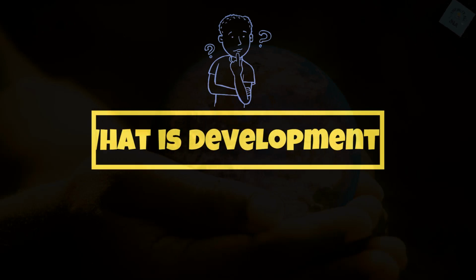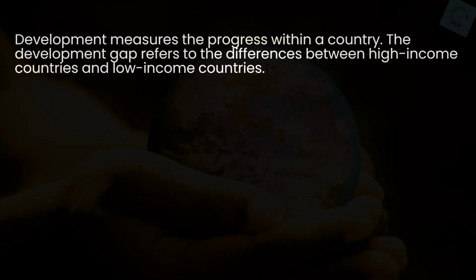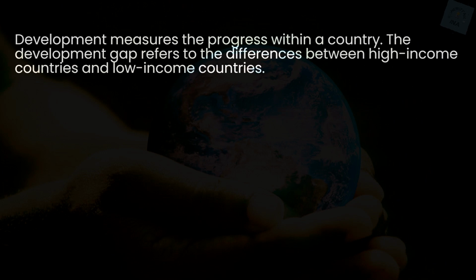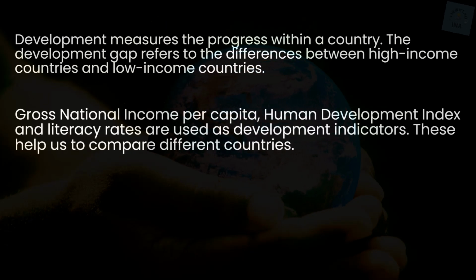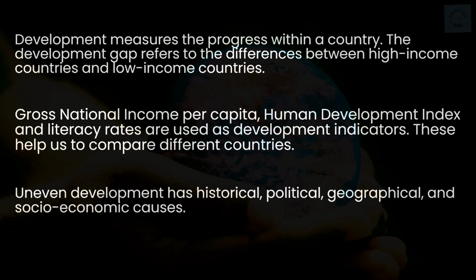So, let's answer our question for today again, but with what we now know. What is development? Development measures the progress within a country. The development gap refers to the differences between high-income countries and low-income countries. Gross national income per capita, Human Development Index, and literacy rates are used as development indicators. This helps us to compare different countries. Uneven development has historical, political, geographical, and socio-economic causes.